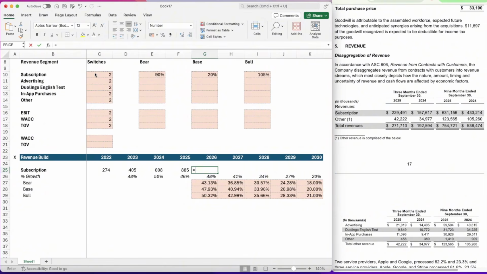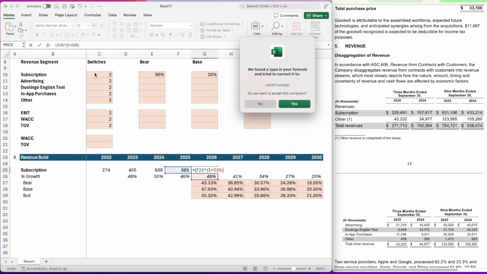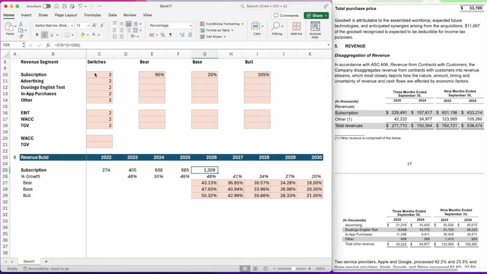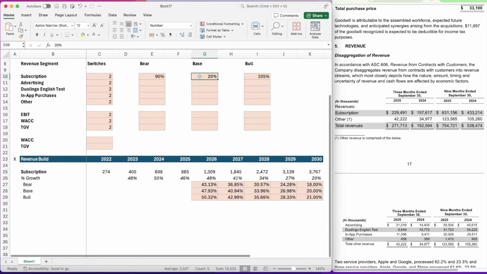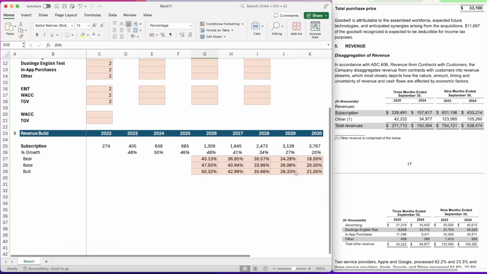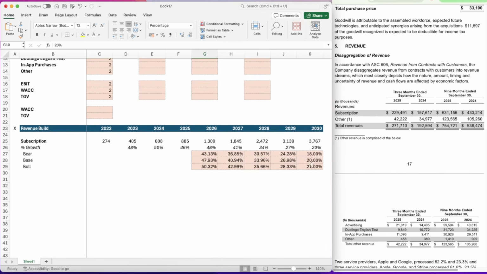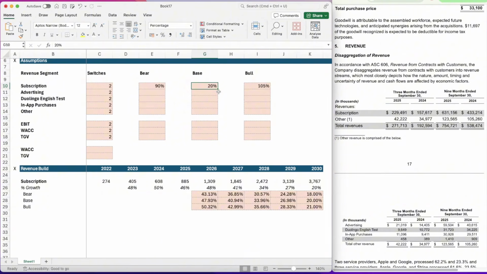So to forecast these future revenues, we just take the previous year, we multiply it by 1 plus the growth rate. Yeah, there we have it. Pull it along. So I think this is a bit too much. From my reading, total revenue will be about 2.5 billion. So let's change this to 10%. Still too much.